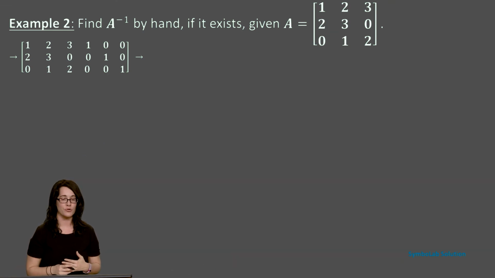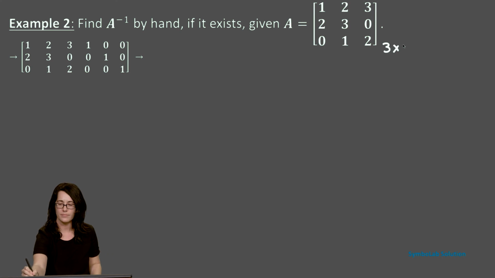So in example 2, we're given A as a 3x3 matrix with rows 1, 2, 3, 2, 3, 0, and 0, 1, 2. We are asked to find A inverse by hand. And again, because we're given numerical entries, you could definitely use technology as a good way to check this, or not do it by hand at all. But since they're asking for us to do it by hand, let's go through the process. So again, feel free to try it yourself and then come back to me.